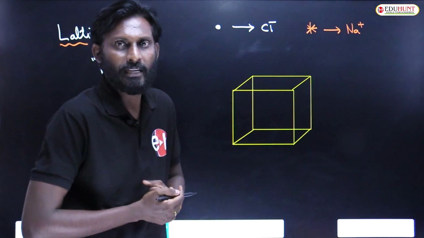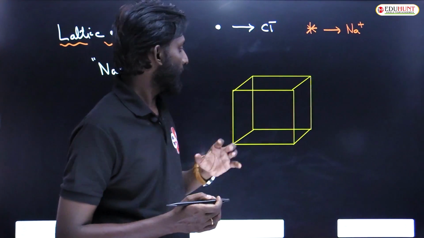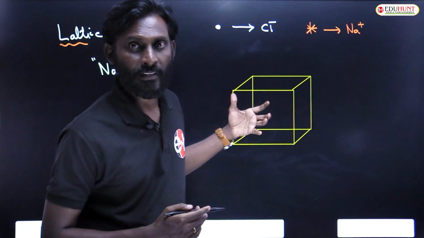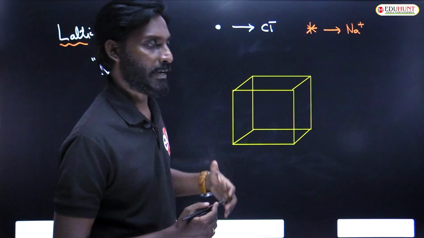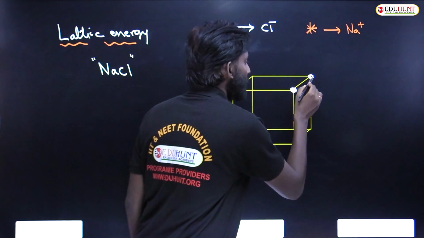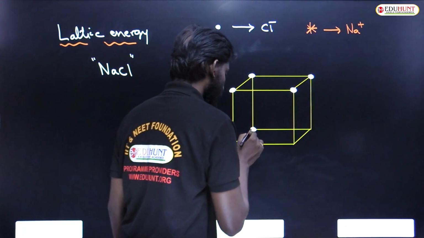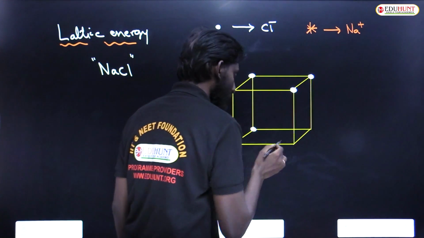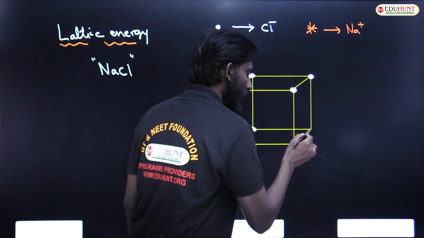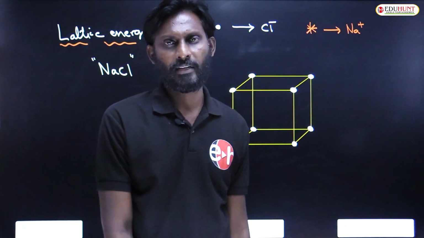Imagine cubical arrangement. Now there are 8 corners. At every corner, take Cl minus. At every corner there is Cl minus.